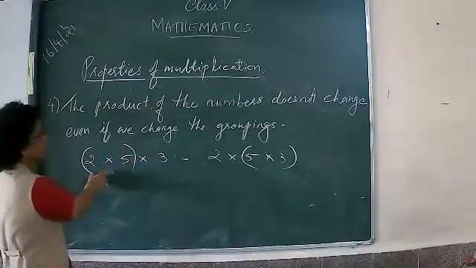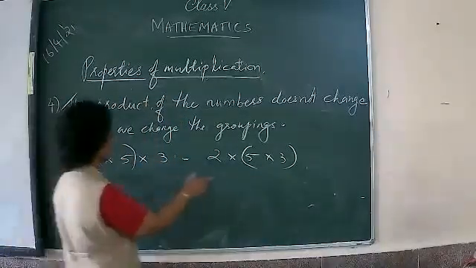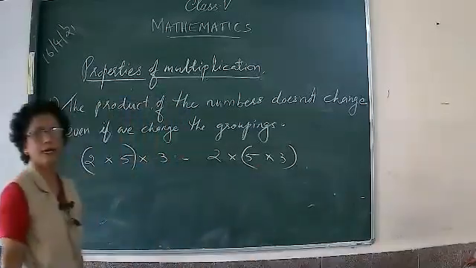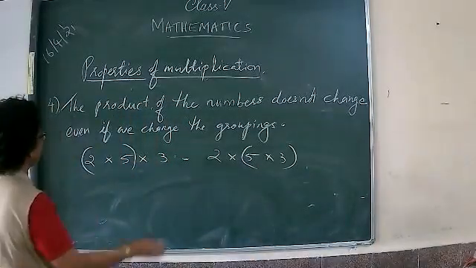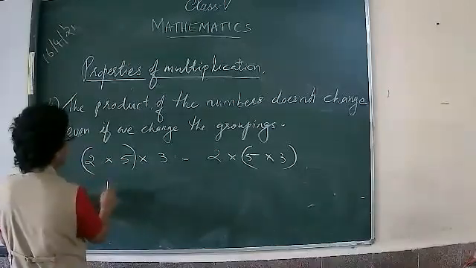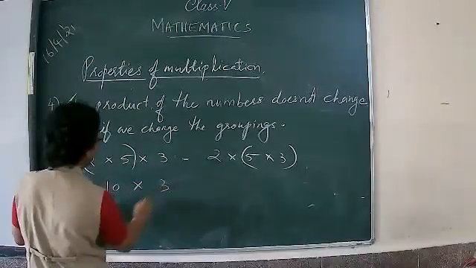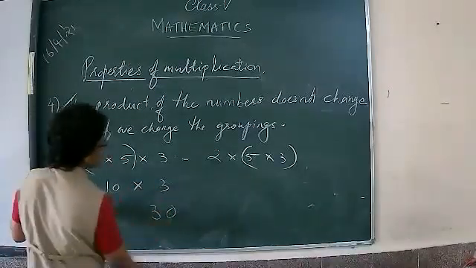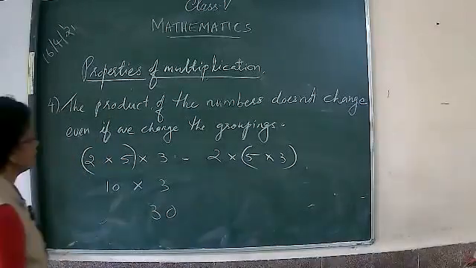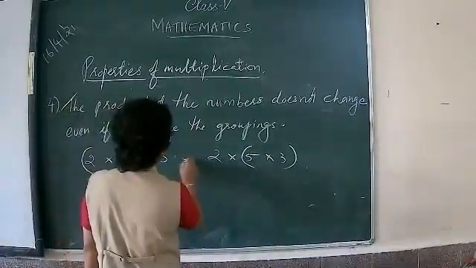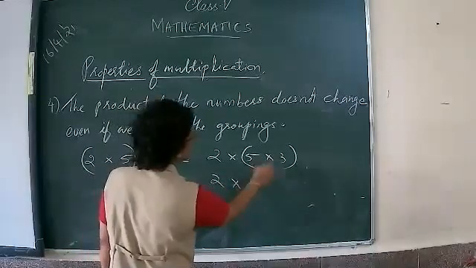Here we are taking 2 and 5 together. Here we are taking 5 and 3 together. So how can we prove that? See that 2 5s are 10. 10 into 3, what is the answer, children? 30 there. Isn't it? Same way you can see what is in the bracket you have to do first.